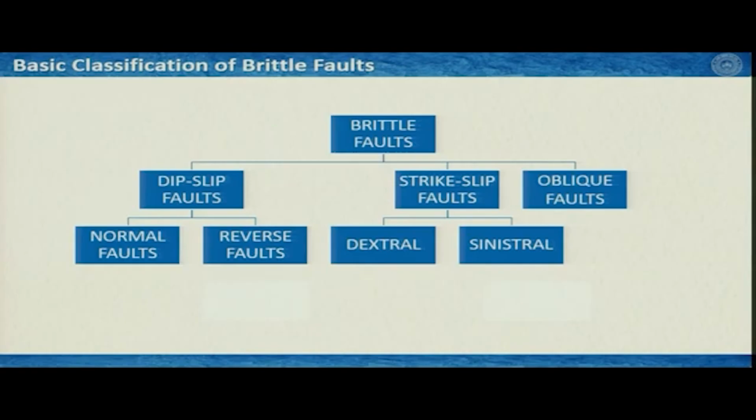So, based on this slip on the fault plane, we can define faults in 3 major categories. The first category of brittle faults, of course, is dip slip faults, the second category is strike slip faults, and the third category is oblique faults. We will learn their definitions very soon in the next slide. Within the dip slip faults, we have normal faults and reverse faults. Within the strike slip faults, based on the sense of the strike slip displacement to be specific, we have dextral faults and sinistral faults. So, let us look at their definitions.